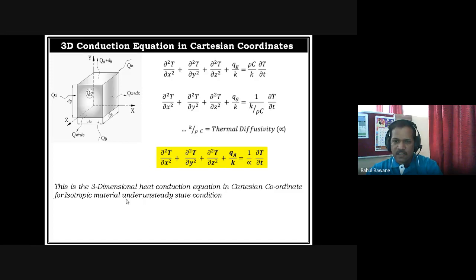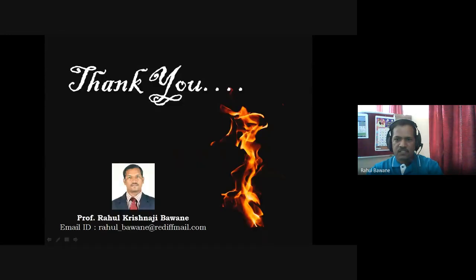This is again under unsteady state condition because del T by del of time is not 0. And all K values in X, Y, Z are the same, so it is an isotropic material. So this is the three-dimensional heat conduction equation in Cartesian coordinates for an isotropic material under unsteady state condition. This is the first part of today's lecture, and in the next video, we will see the various forms of the three-dimensional heat conduction equation, and also we will see the cylindrical coordinate and spherical coordinate three-dimensional heat conduction equations.